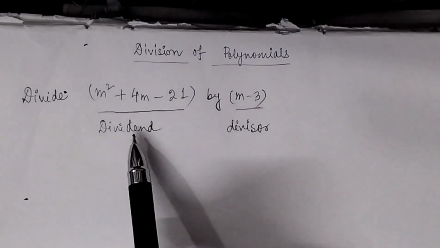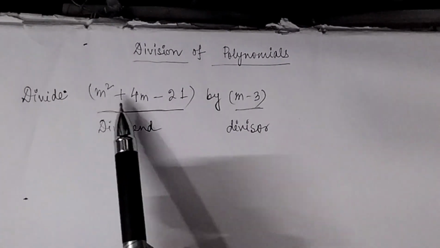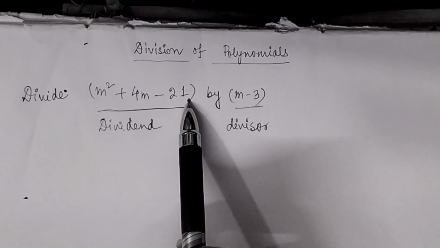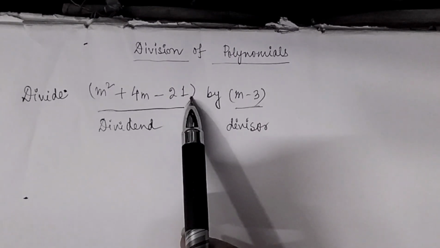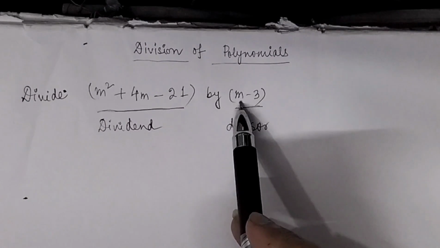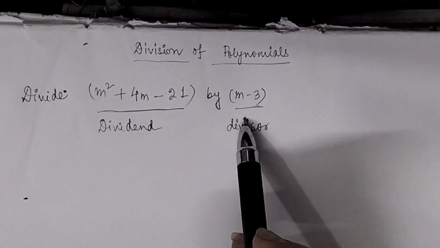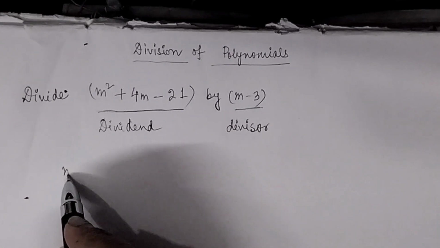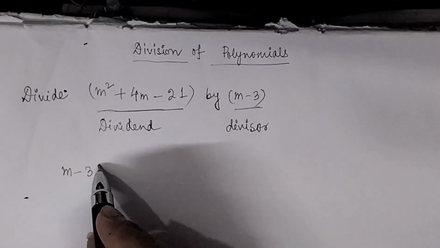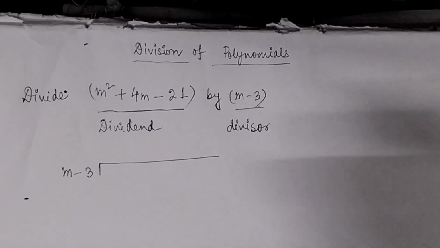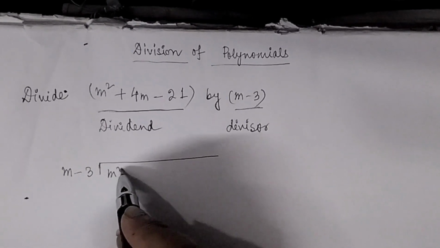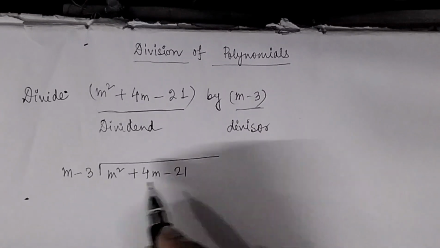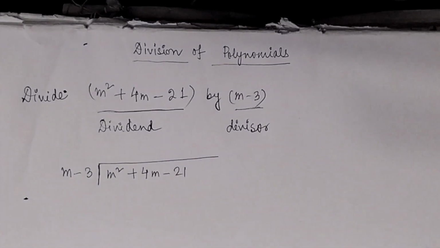Now both of them are in the descending power of their variables. Here this is m square, m and m to the power 0. 1 is there, meaning m to the power 0 is there. And here it is also m minus 3. So this must be checked first. Now let's start the division. m minus 3 is the divisor, and m square plus 4m minus 21 is the dividend.